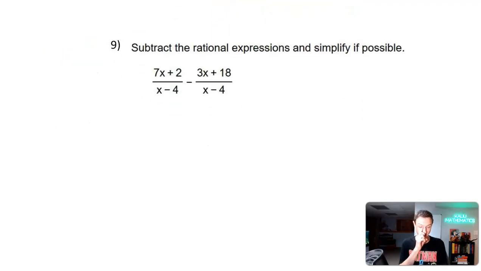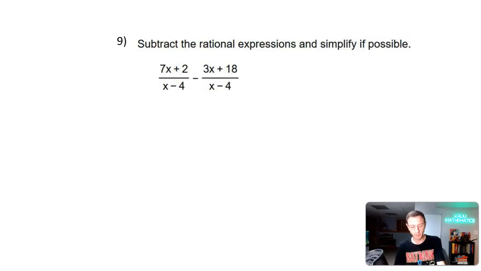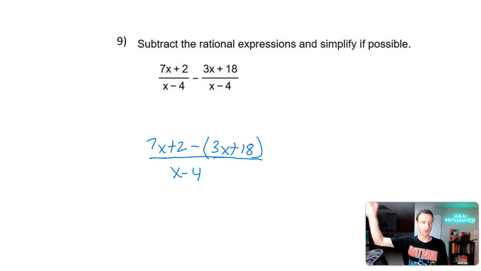Another one with the same denominators. So we have over x minus 4. There's no factoring there. The reason I pulled this problem is because of this subtraction. So I'm doing 7x plus 2 minus 3x plus 18, all over x minus 4. Same denominator, so I don't have to worry about that. But the way I should write this is 7x plus 2 minus, in parentheses, 3x plus 18, because I want to subtract off all of 3x plus 18. That whole entire expression needs to be subtracted off.